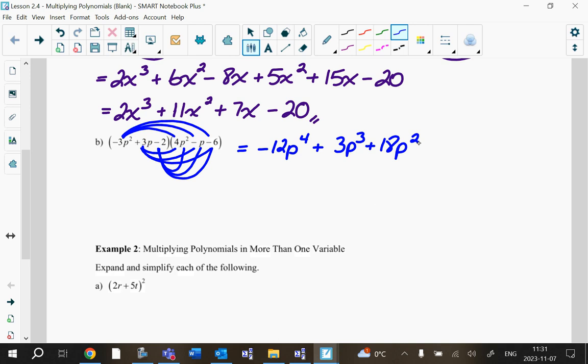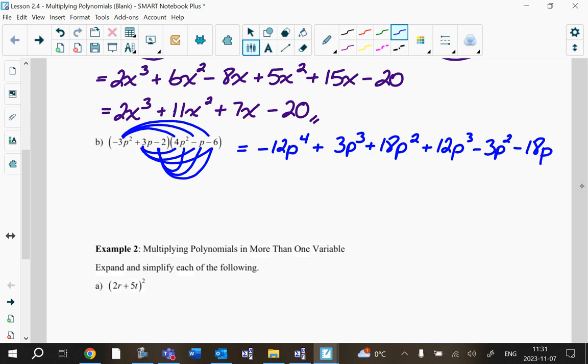3p times 4p squared. Plus 12p to the third. 3p times minus p. Negative what? Negative 3p squared. And 3p times minus 6. Negative 18p.